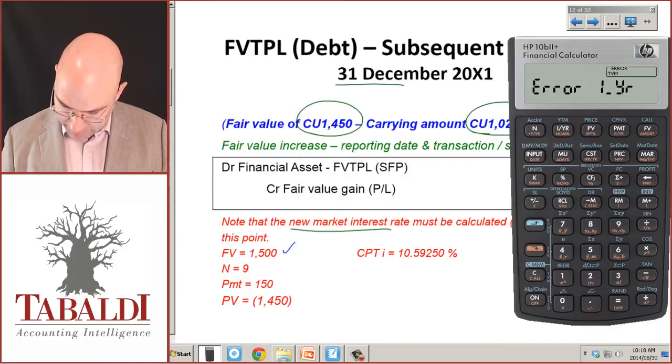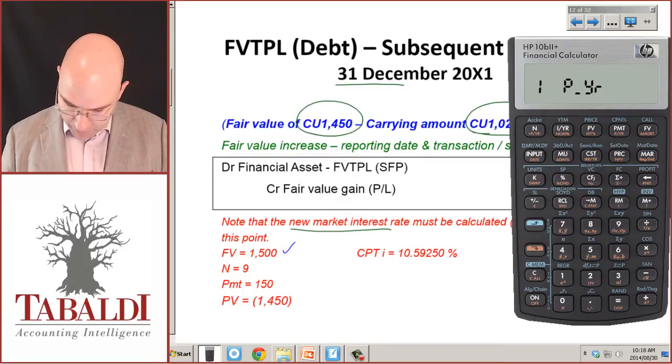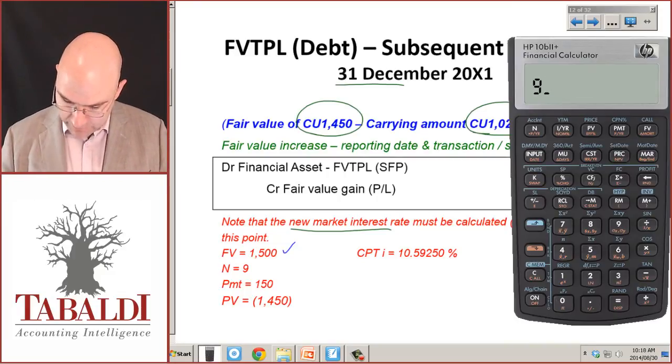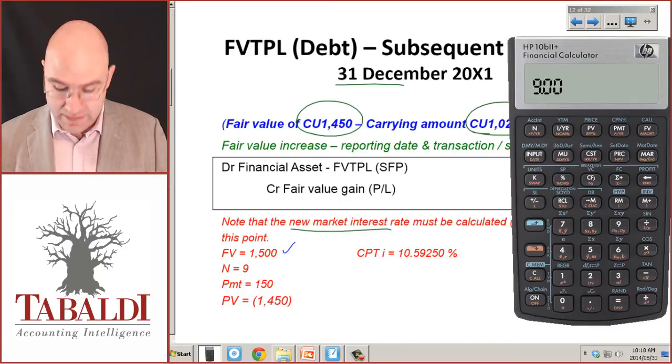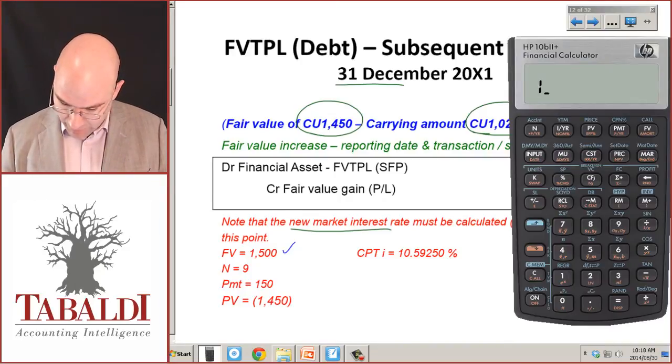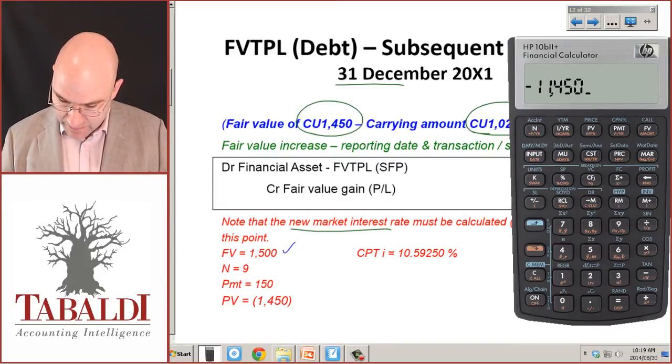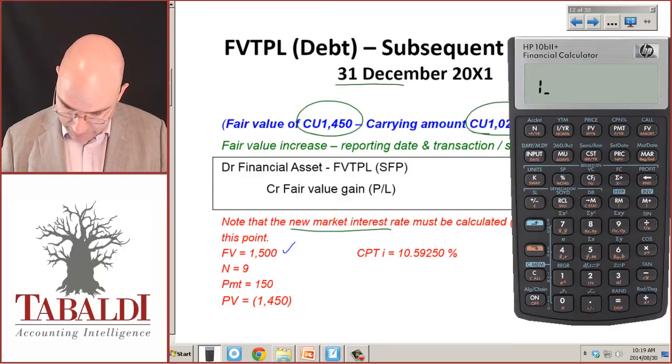I have managed to break it. Give me a second to fix this quickly. Quickly put it in. 1,500 is the future value. Apologies, I pushed the wrong button by accident. 9 is N because we've gone 1 year down the line. Payments are still 150. Present value is 1,450 being a negative. Let's write that in properly. 1,450. And that is my present value.